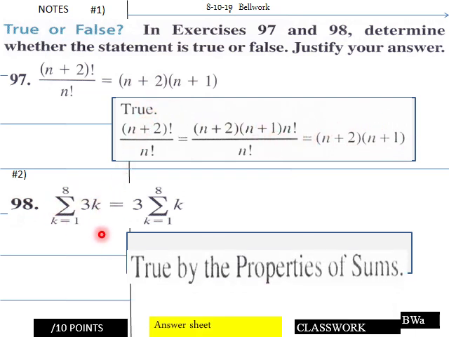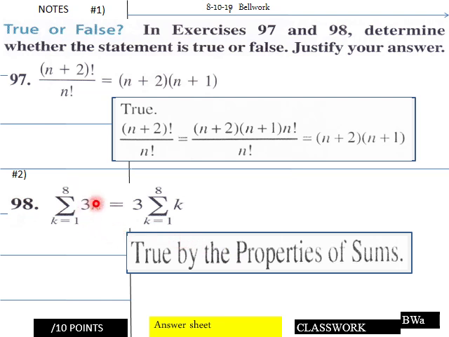And then for this summation down here, true by the properties of sums, you can move this over here and it's an equal statement for that one.